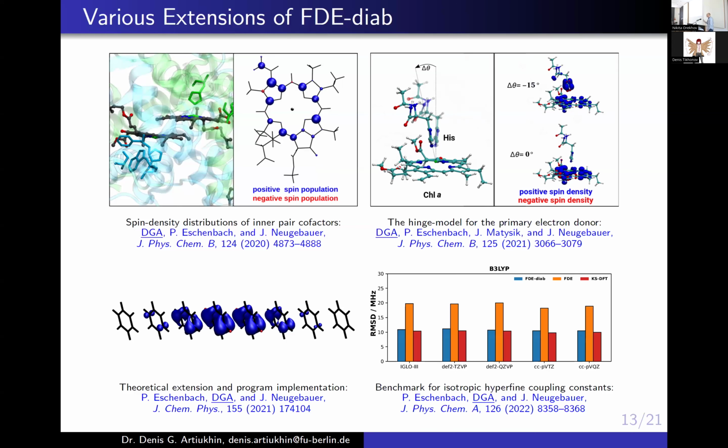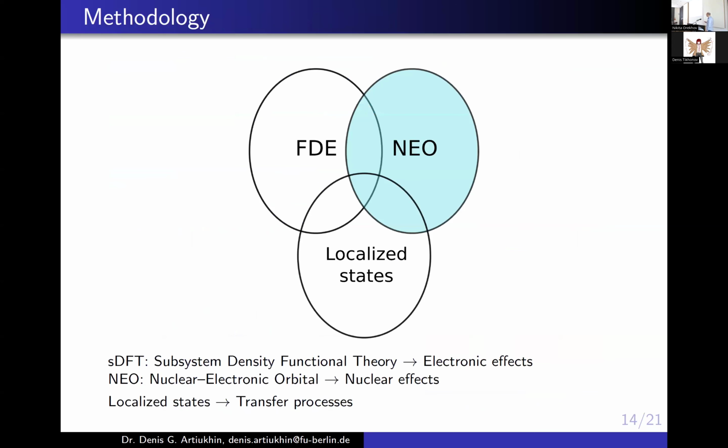And of course, it's extendable. So as soon as we have density, we can compute whatever we wish. And in this case, it was a benchmark for isotropic hyperfine coupling constants. So it works. It's qualitatively correct. So essentially, I told you how to compute large systems and how to do computations of coupling terms, which are important for transfer reactions. And now what about NEO?